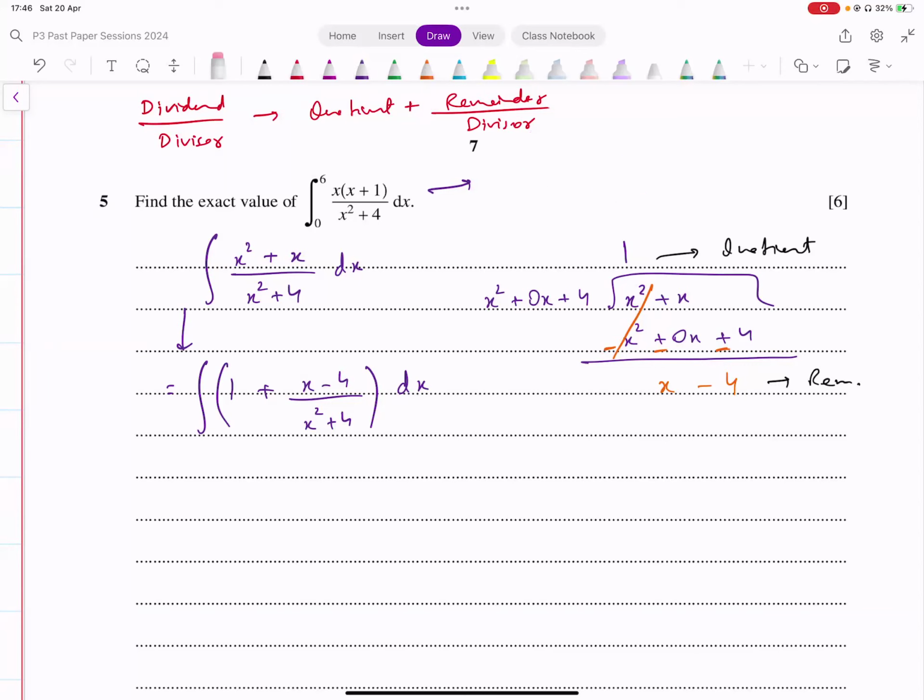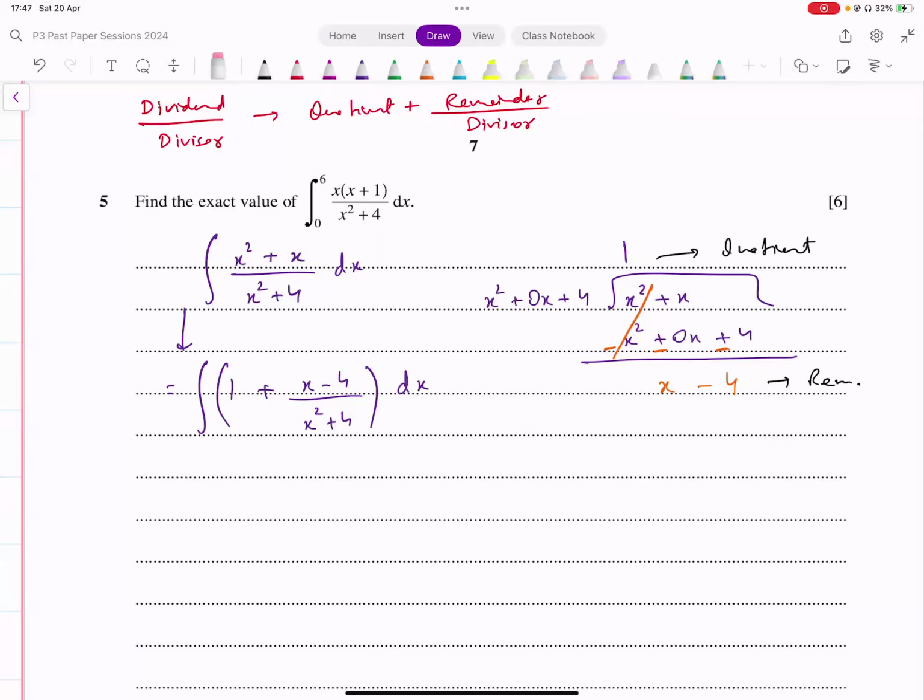Yes, Mustafa? Yes, we divide only once because we can't divide any further. What do you multiply x squared by to get x? Well, you can't. The process stops here because the degree of the remainder is less than the degree of the divisor. So that's what we do in long division. We can't divide it any further. The process has to stop here, right? We can't go any further than this.